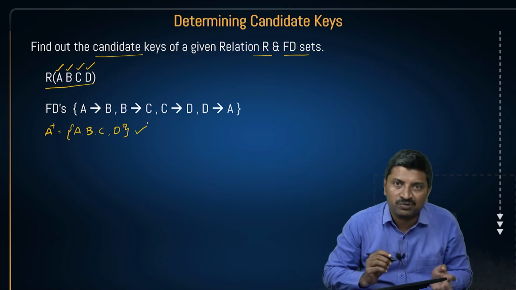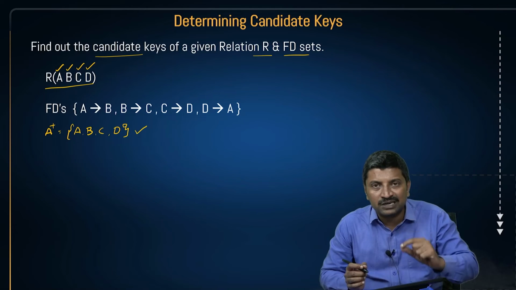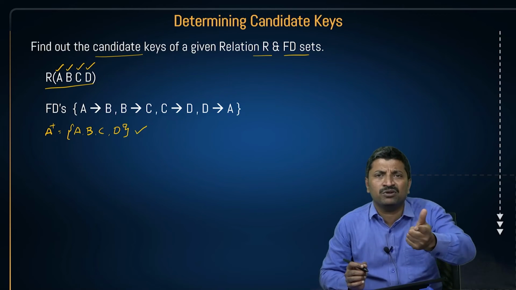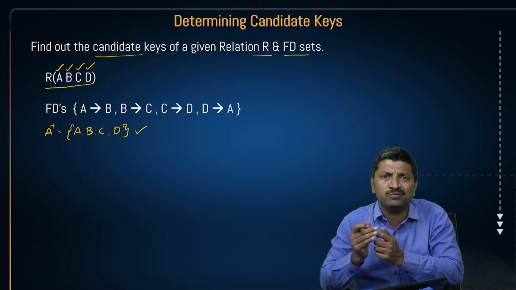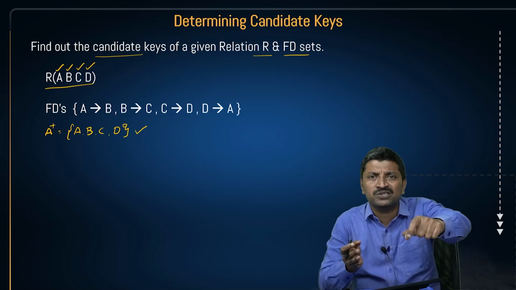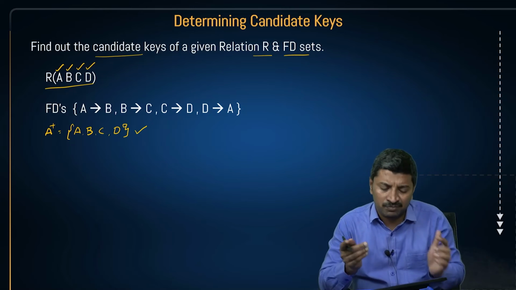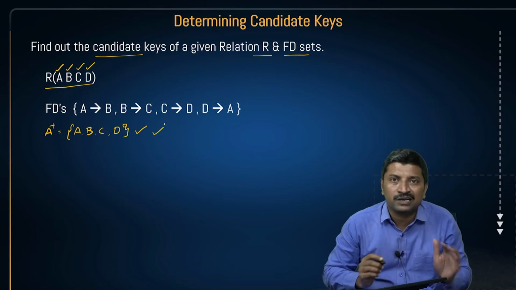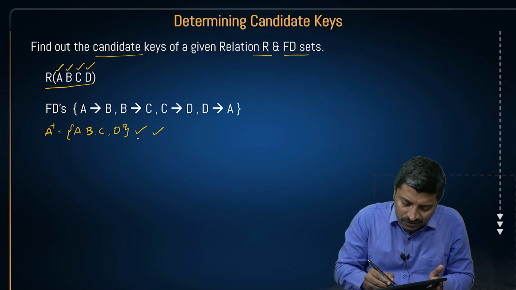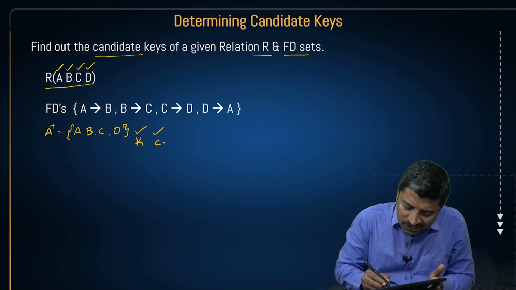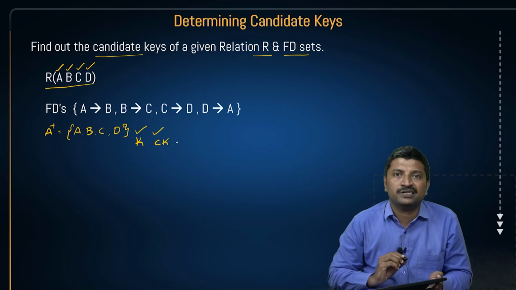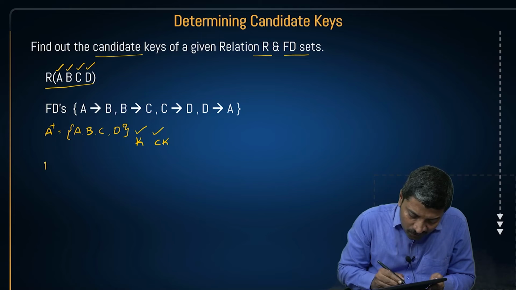Is that clear? So the closure of A contains all attributes of the given relation. This is an example of a key. Since it contains only one attribute, if I remove it, it cannot be a key anymore. So it is the minimal set of attributes which is a key. So I can say it is also a candidate key. Is that clear, sir? So it is a key as well as a candidate key. Then what about the closure of B, sir?